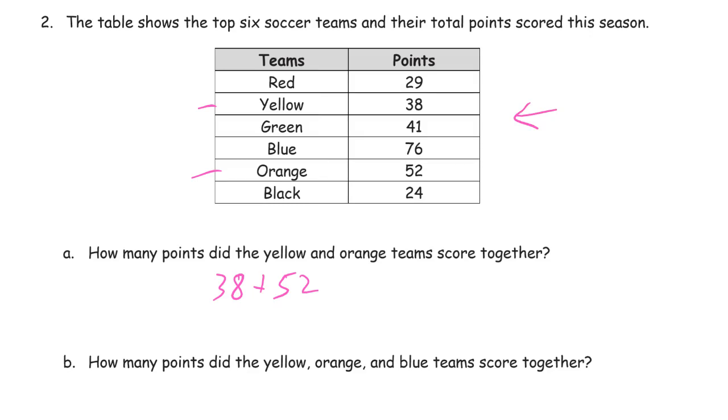And I see, oh, look, there's the 8 and the 2, right? That's a 10. And then this 3 and this 5 is an 80. So 80 plus 10, 90.